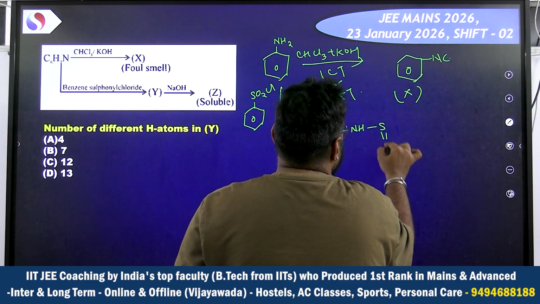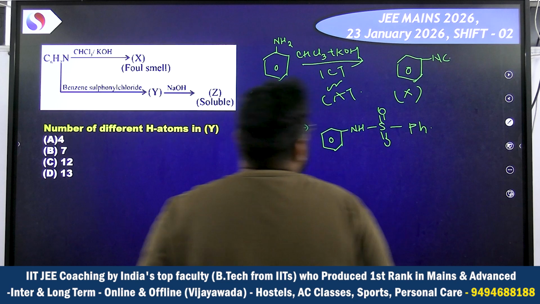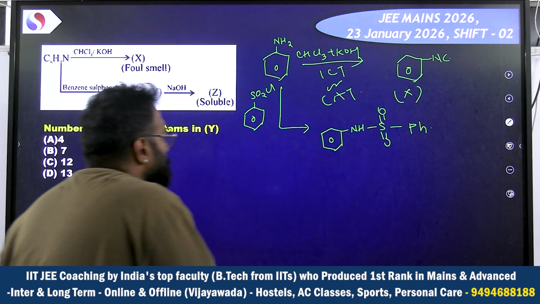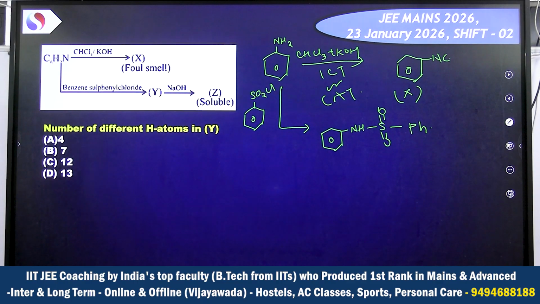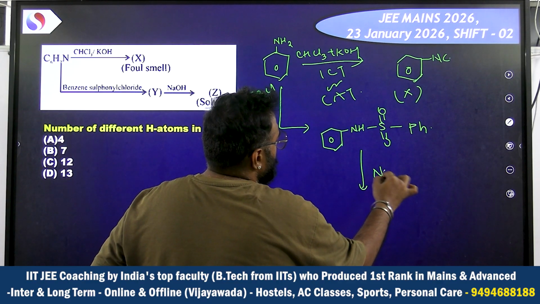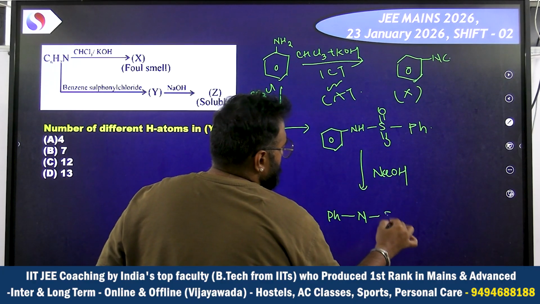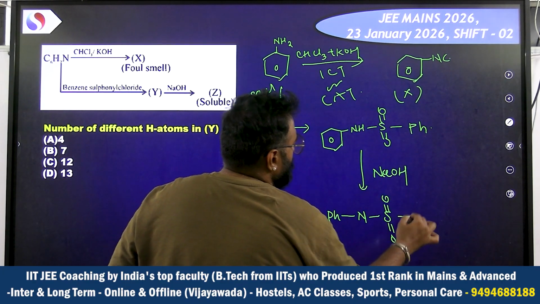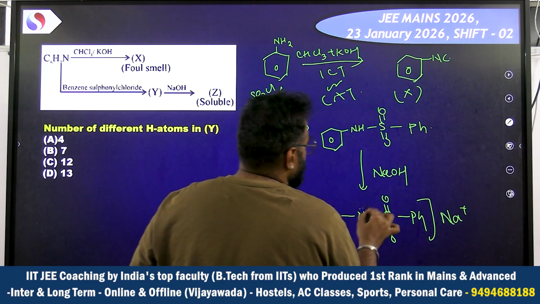This is the product obtained. Now the question is saying this Y is reacted with NaOH. So when this is reacted with NaOH, what is obtained? PhN, S double bond O, Ph, and this will be Na plus.